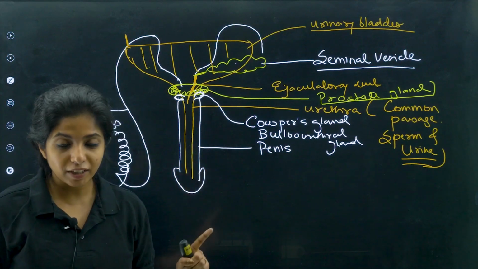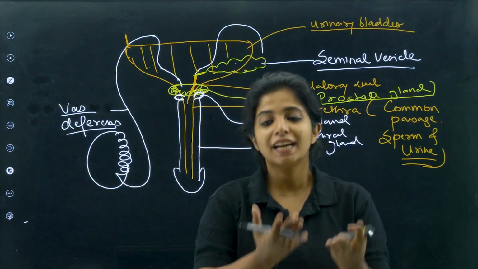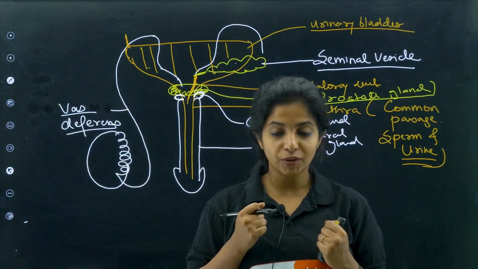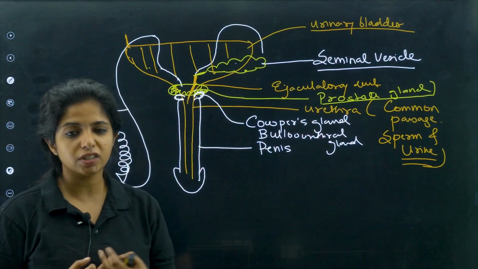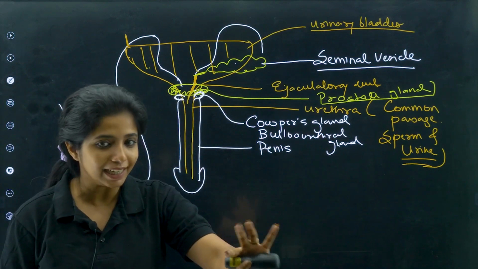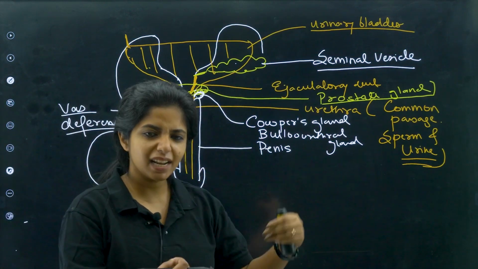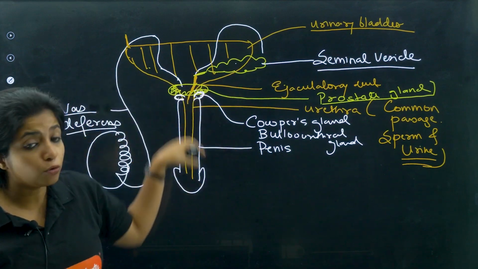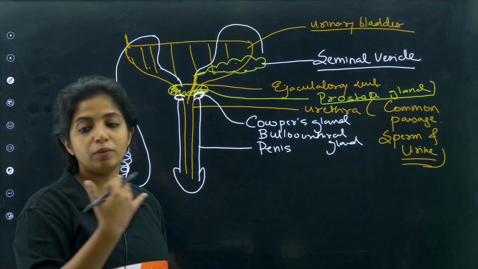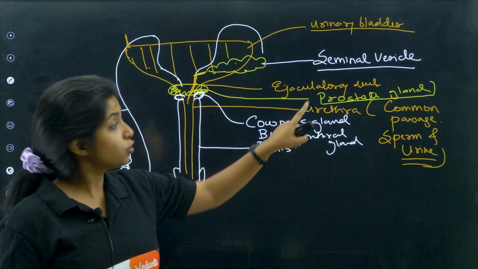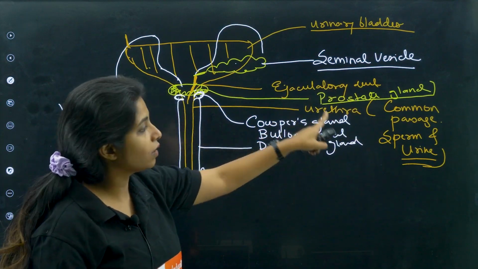Okay, seminal vesicle is the first guy. It sees the sperm and says, take fructose, have some energy. Then comes the prostate gland, which also says, take some calcium, you might need it later on. And then Cowper's gland says, take some lubrication because you might need it for movement also. So who provides lubrication? Cowper's gland. So we have seminal vesicle, prostate gland, and Cowper's gland.